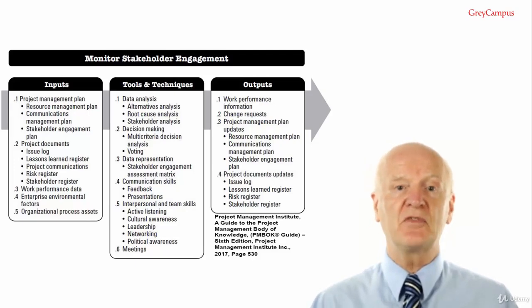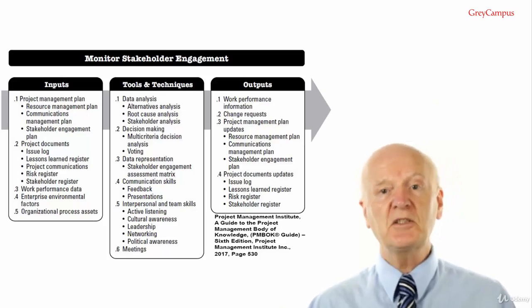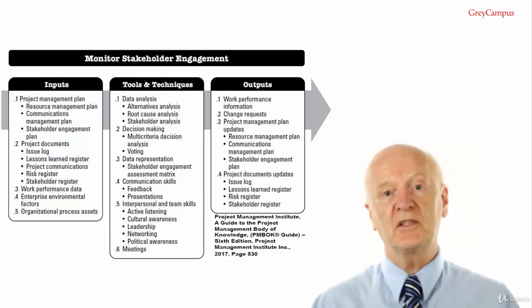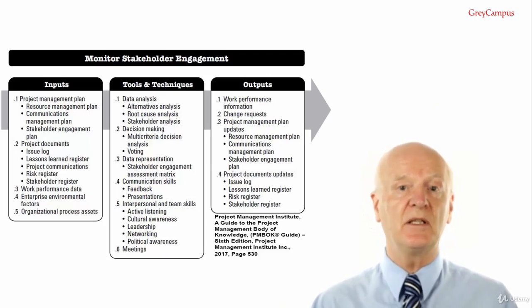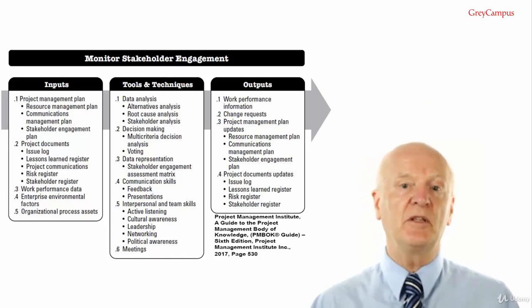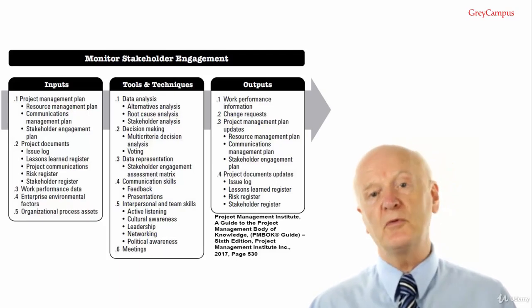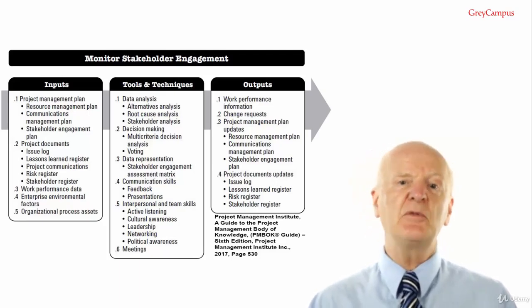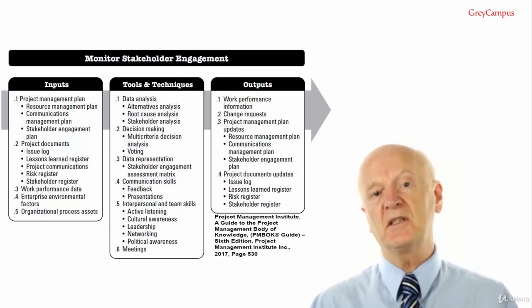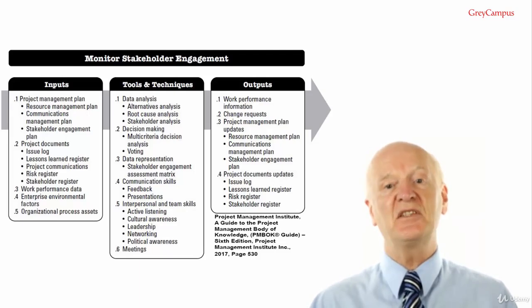Team responsibilities for stakeholder engagement activities may need to be updated. Communications management plan. The project's communication strategies may need to be updated. Stakeholder engagement plan. Information about the project stakeholder community may need to be updated. Output number 4, project document updates. And these would include our old friends, the issue log, the lessons learned register, the risk register, and the stakeholder register.